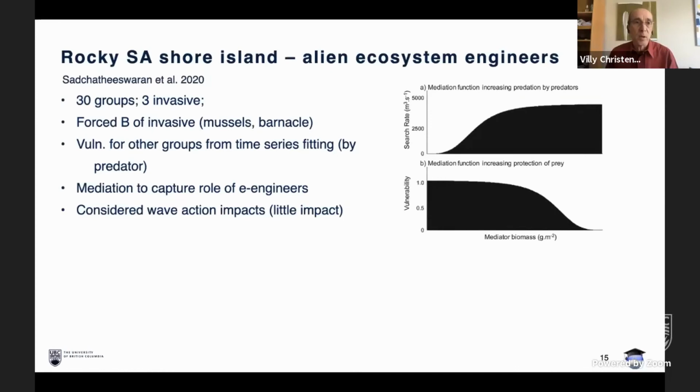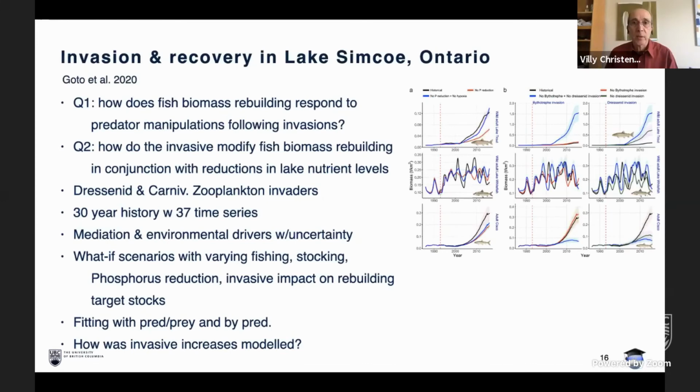And Jeroen pointed to the ecosystem engineers in work by, I'm going to be challenged here by mentioning her full name, so I won't, but they've done some nice work in South Africa on looking at ecosystem engineers in the form of mussels, invading mussels and barnacle, using mediation to get some of these impacts in, and it has resulted in development of a plugin for EWE, the one that Jerome provided a reference to here. So I'll leave it at that. And move on to Lake Simcoe in Ontario.